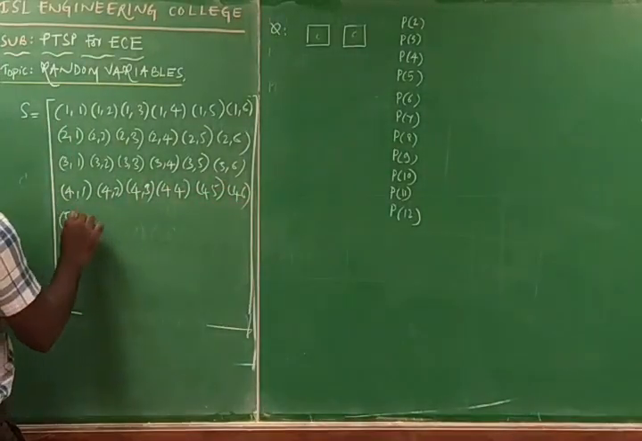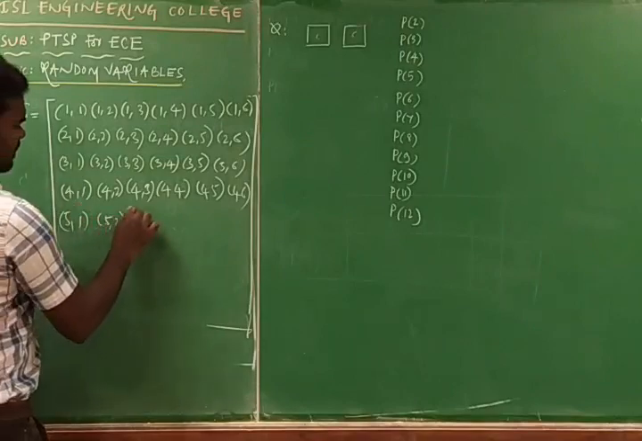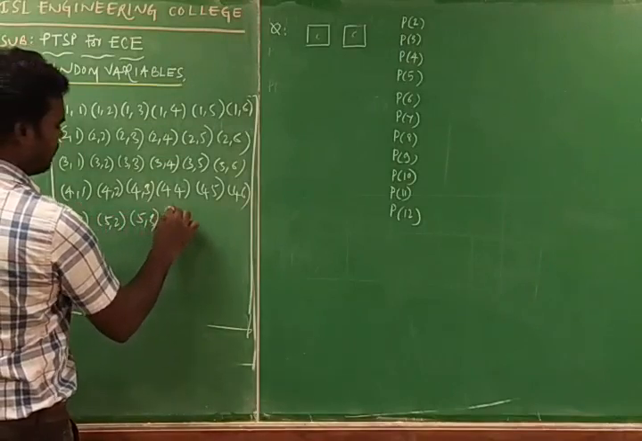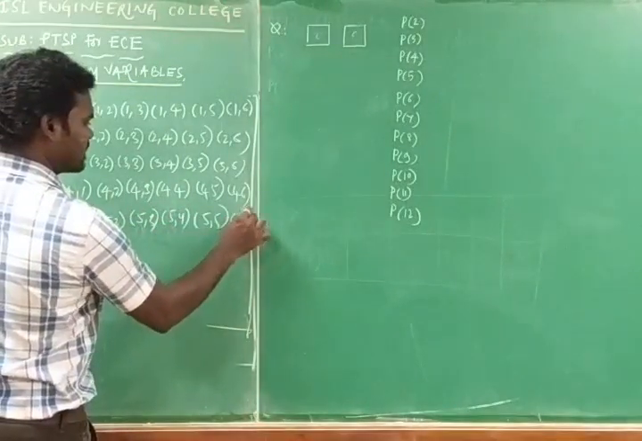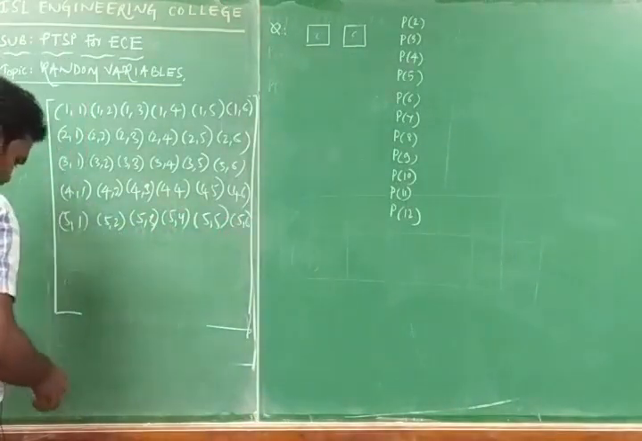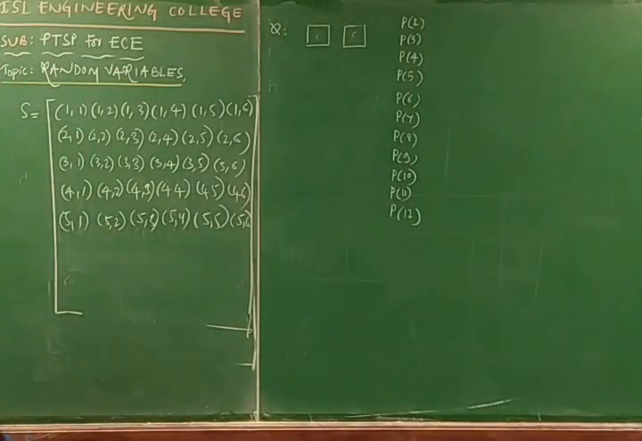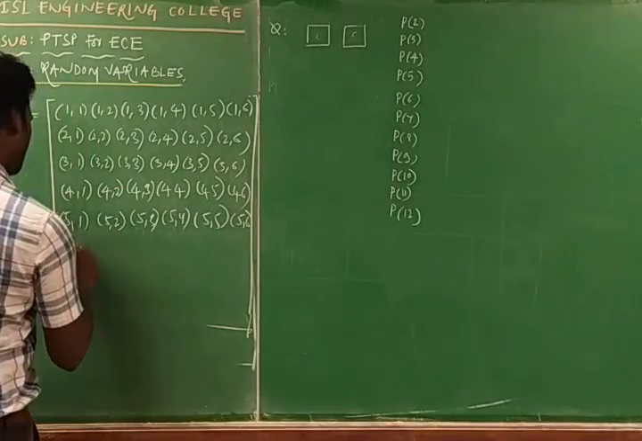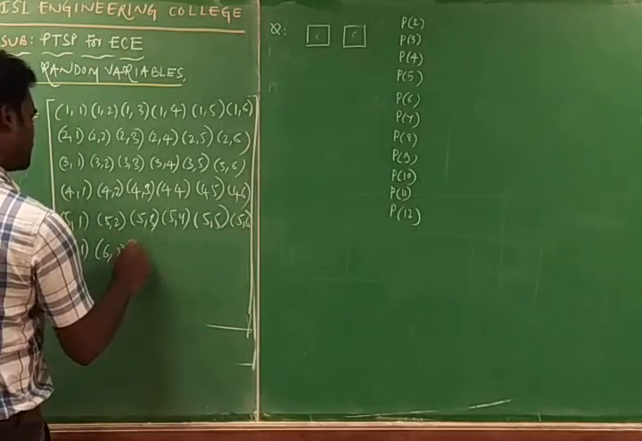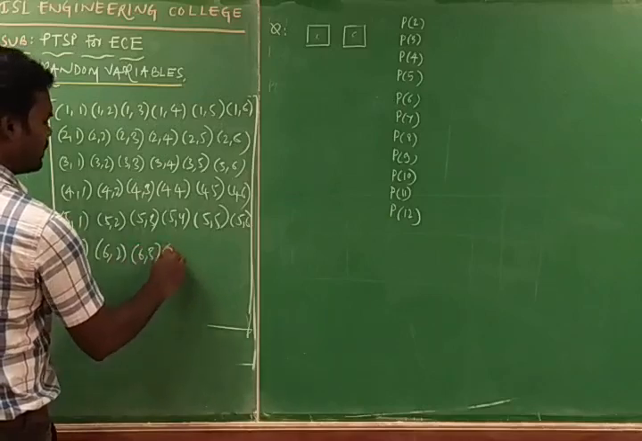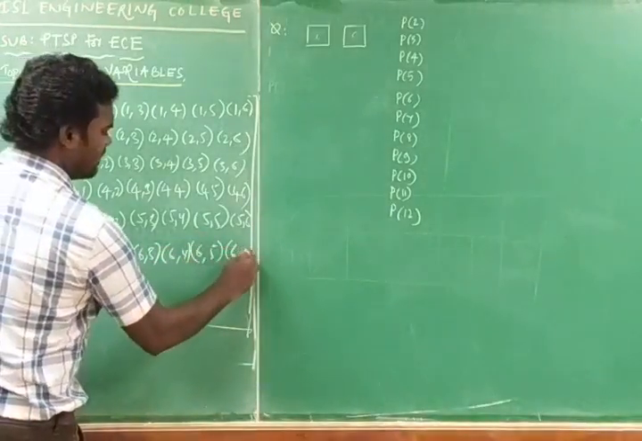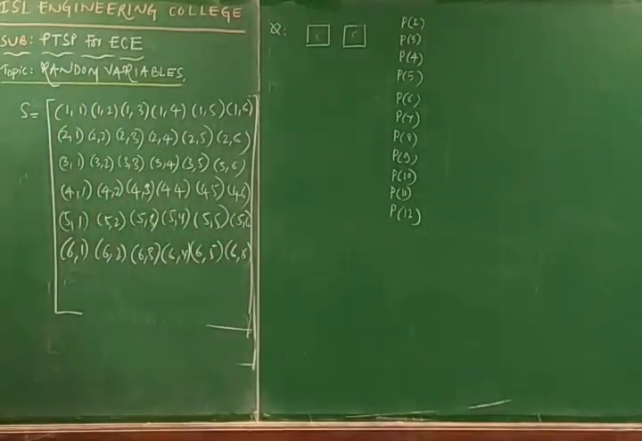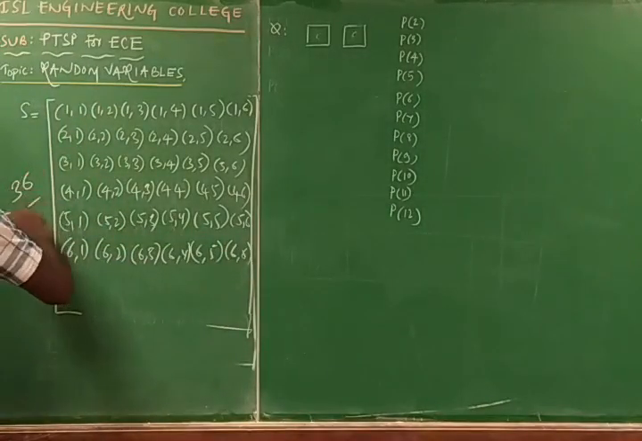5 1, 5 2, 5 3, 5 4, 5 5, 5 6. Then 6 1, 6 2, 6 3, 6 4, 6 5, 6 6. Total how many possible outcomes are there? There are 36 possible outcomes.